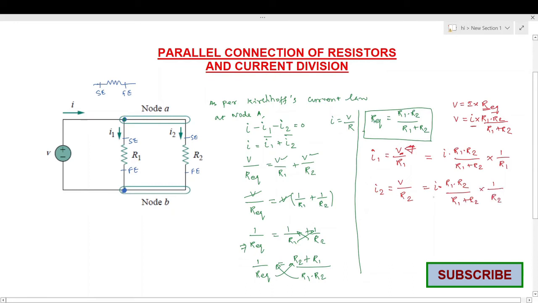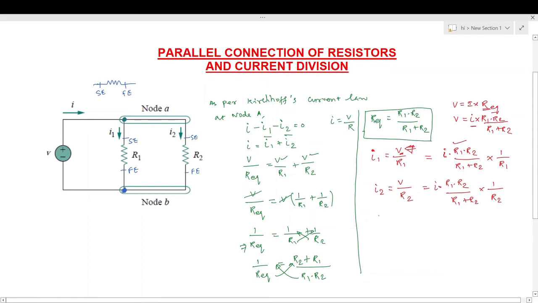From these equations we can say that the value of current I1 is inversely proportional to resistor R1 and I2 is inversely proportional to resistance R2. If you want to find out the value of I1 in terms of the total circuit current and resistors, we can use this formula.